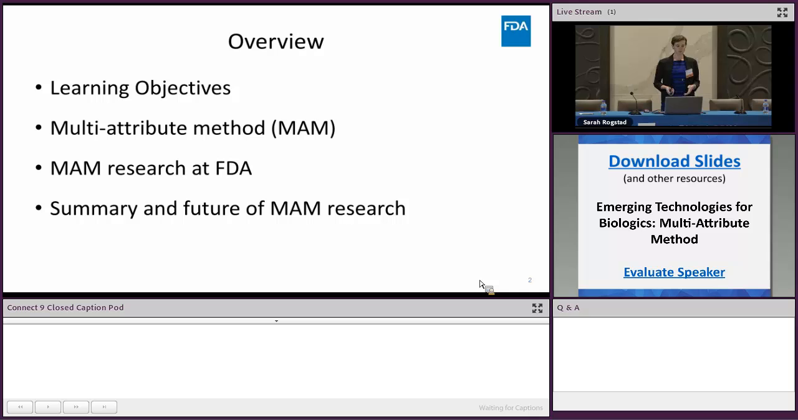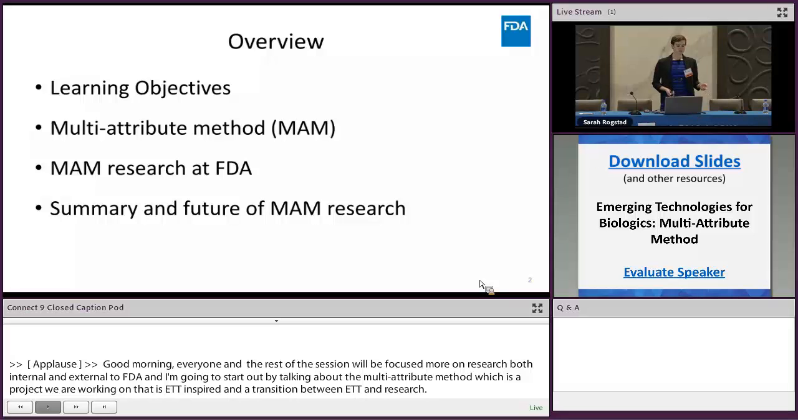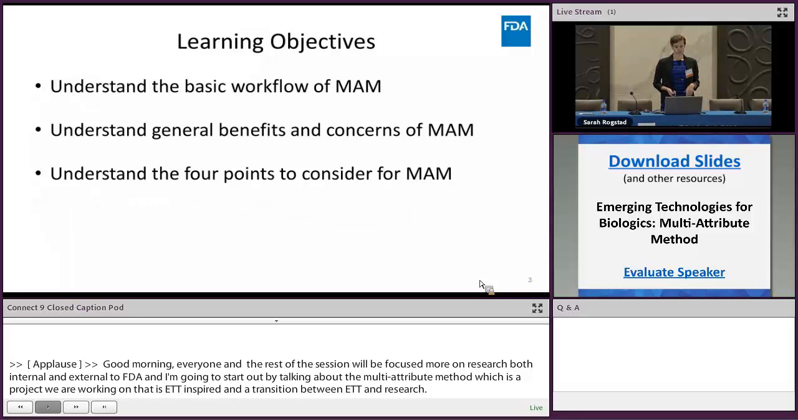So the overview, I'll go over the learning objectives, kind of describe what MAM is, and talk about our research and the future of our research. So the learning objectives are to understand the basic workflow, what MAM is, understand the benefits and concerns that may be related to this method, and the 4 points to consider that we've developed regarding MAM.